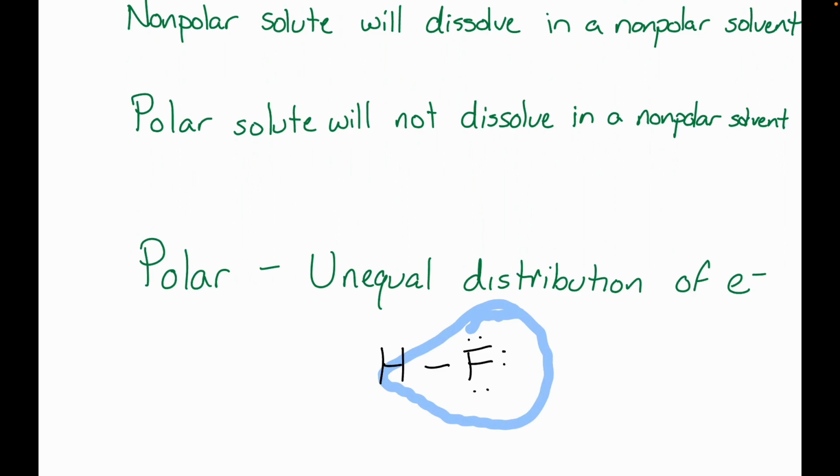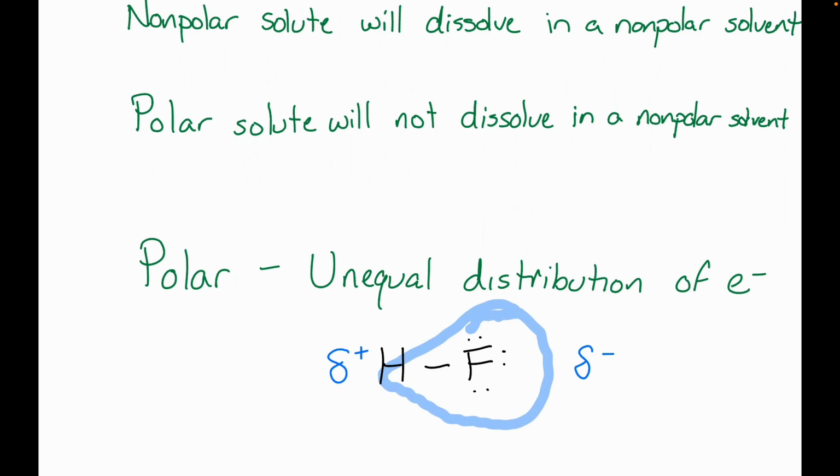What is the charge of an electron? -1. Excellent. So if we have this unequal distribution of electrons here, we have a whole bunch of negative charge sitting on one end of this molecule, and that leaves the other end partially positive charged. All right, so this is what it means to be polar, is to have this unequal distribution of electrons.